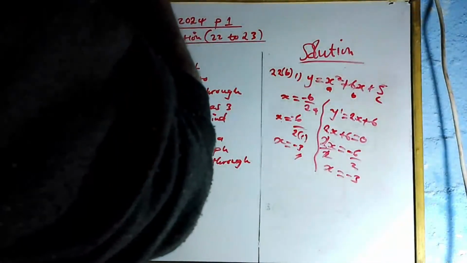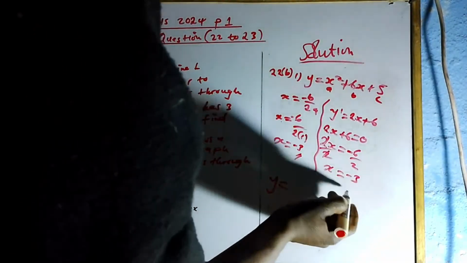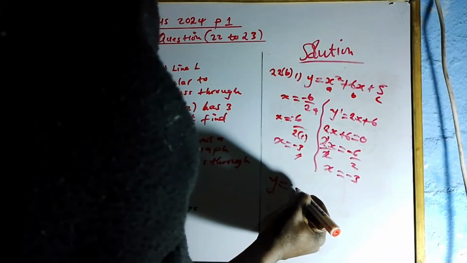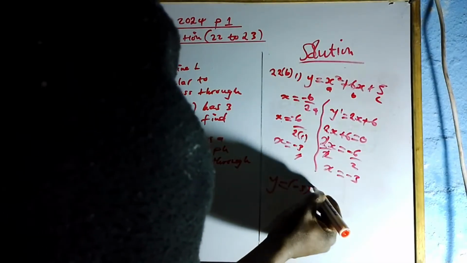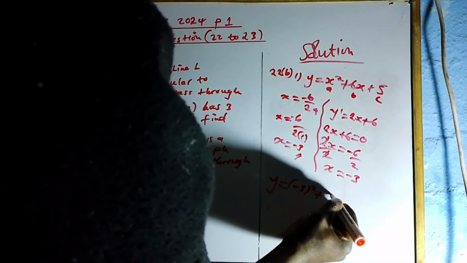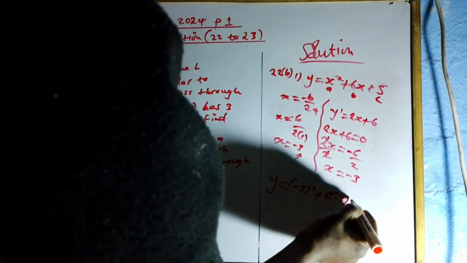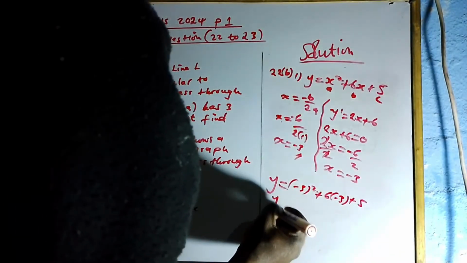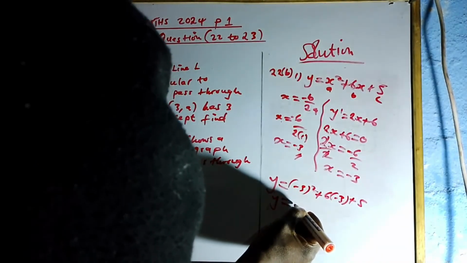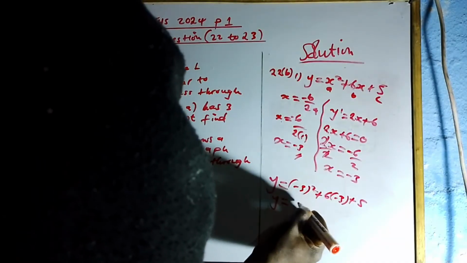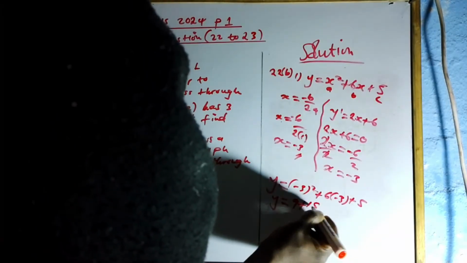So for finding the turning point of y, we can say y equals x substituted with negative 3, in which you're going to have minus 3 squared plus 6 times minus 3, then plus 5, in which y equals 3 squared, it is 9, then plus 6 times 3, which is 18.